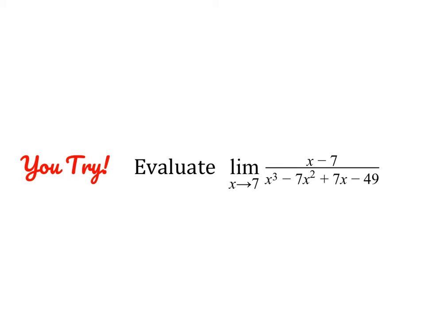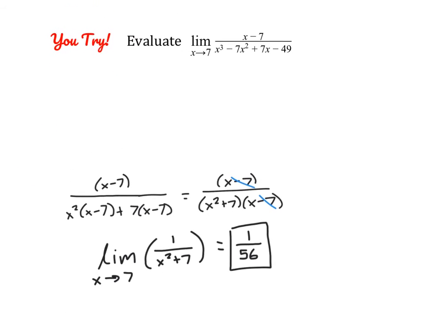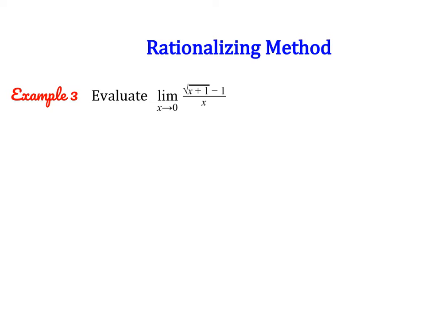All right, go ahead and pause the video and give this problem a try. Okay, so here once again we can factor by grouping. We can cancel out the common factor of x minus 7. In the remaining expression, we can find this limit using direct substitution. So we get 1/56.